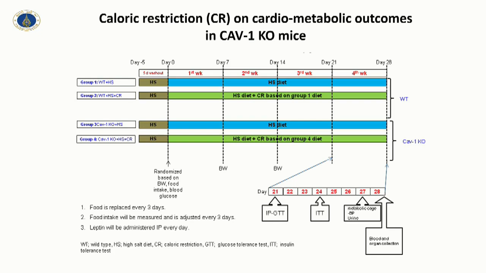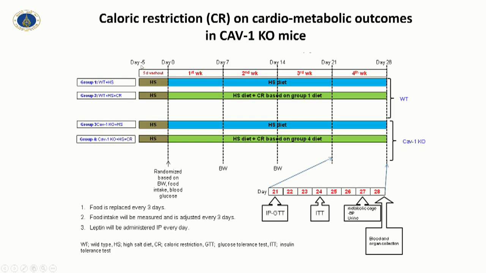And this is an example of my protocol, previously published, showing that we compare groups of animals to see the effect of calorie restriction, meaning that the animal has to eat less than its usual diet. We want to see the cardiometabolic outcomes in the animals, comparing the wild type animal with the caveolin-1 knockout animal on different types of diet.